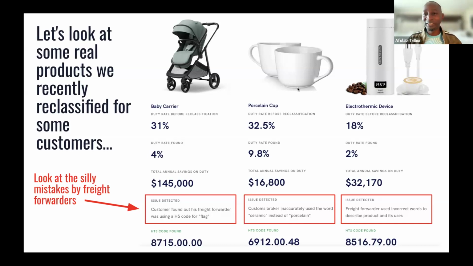It's the freight forwarder or the customs broker that is making all these errors on your behalf, and you don't know, and you've been paying this duty for probably 5, 6, 7 years, losing all this money without you noticing.